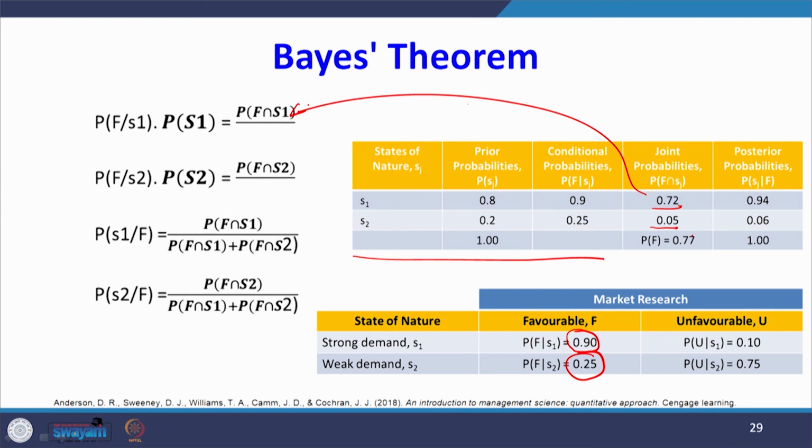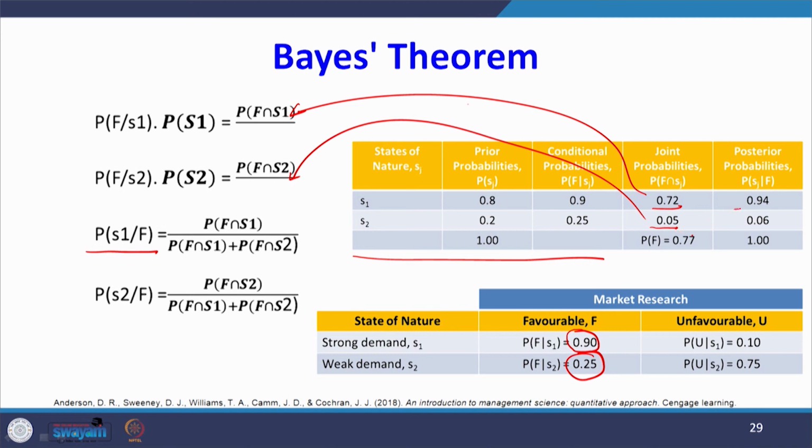This expression we have seen in the previous slide. And the second one, 0.05, is nothing but P of f intersection S2. In the previous slide I have shown you that P of S1 given f is nothing but P of f intersection S1 divided by the sum of these intersections. So, what is that value? It is 0.2 plus 0.05.